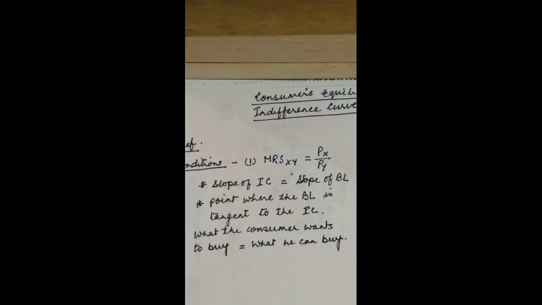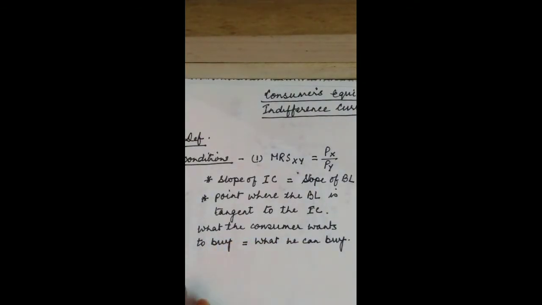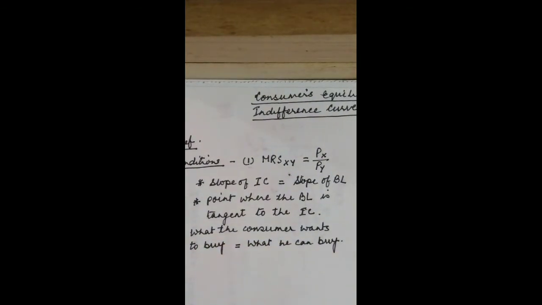Now what the consumer wants to buy, it means we are talking about indifference curve. It shows various combinations of two goods which the consumer wants to buy because all the combinations are giving him equal level of satisfaction. And what he can buy is about the combinations which are shown on the budget line. So what the consumer wants to buy, it is talking about indifference curve, and what he can buy, it is talking about the budget line.